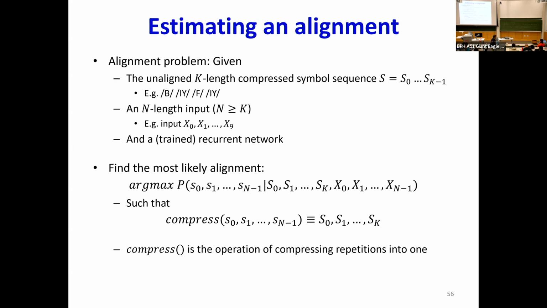Specifically, I want to find the time synchronous symbol sequence that when compressed gives me my target sequence. And I want to find the most probable alignment because every one of these alignments has an associated probability with it. I want to find the most probable alignment.